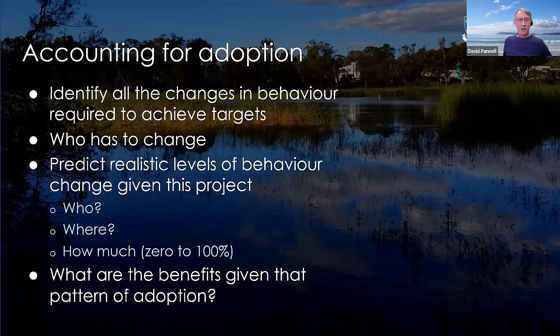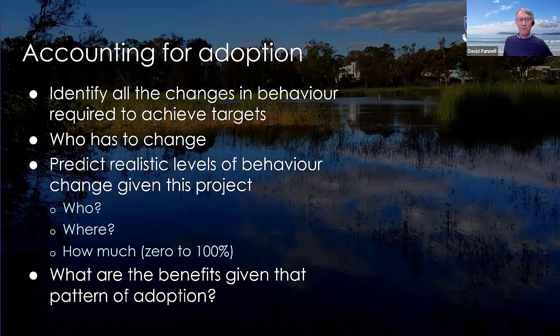So here's my comments about accounting for adoption or behaviour change. First of all, identify all the changes in behaviour that are required to achieve the targets of the project. Think about who it is who has to change their behaviour. Predict realistic levels of behaviour change, and then later on we'll come to how you do that.